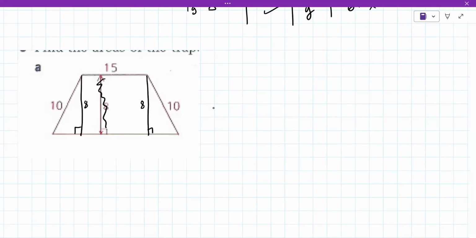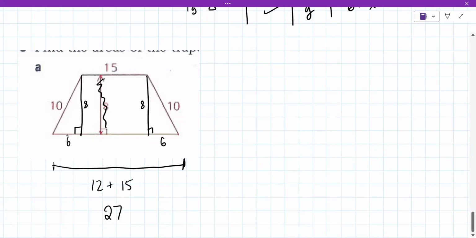So then what is that whole bottom length? It would be 24 plus 15, which is... I got 39. Oh, sorry, 12 plus 15. Okay. My brain isn't working. It's tired. Yeah, I'm tired too.